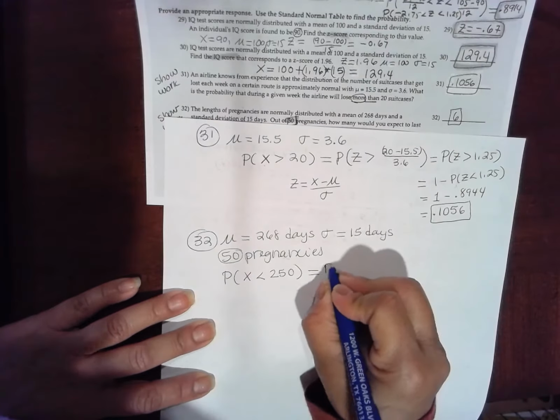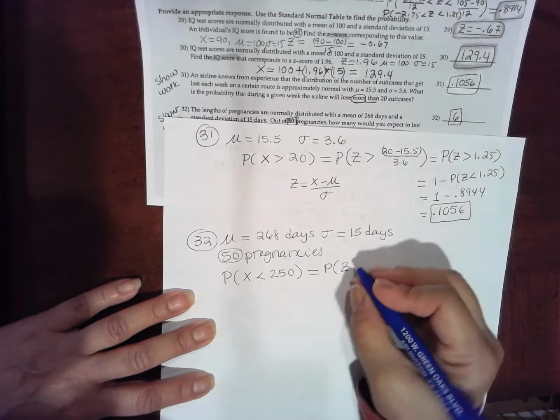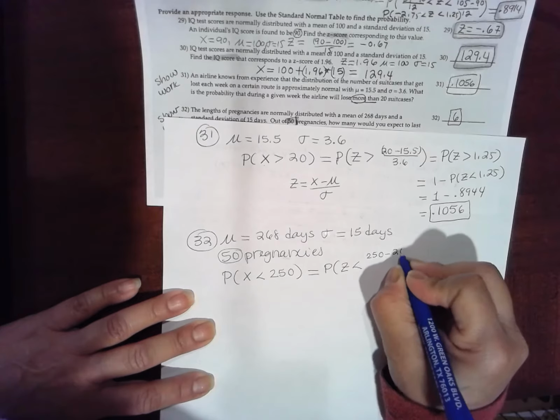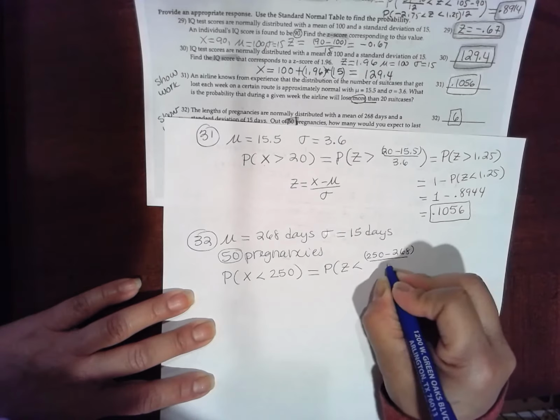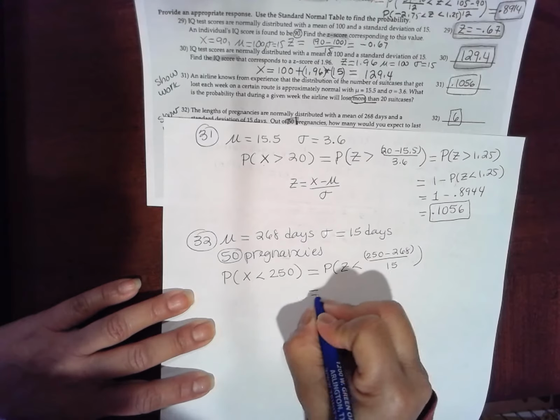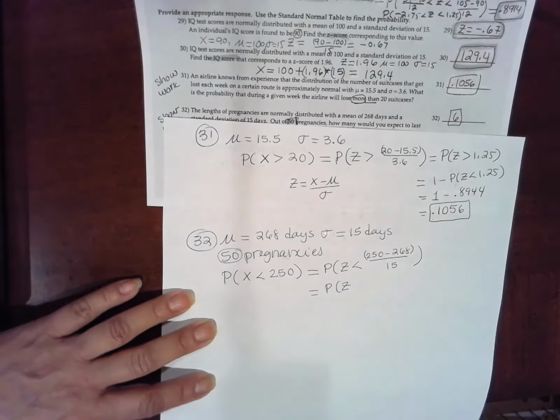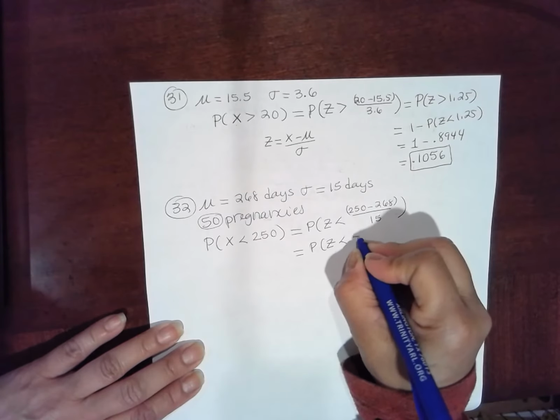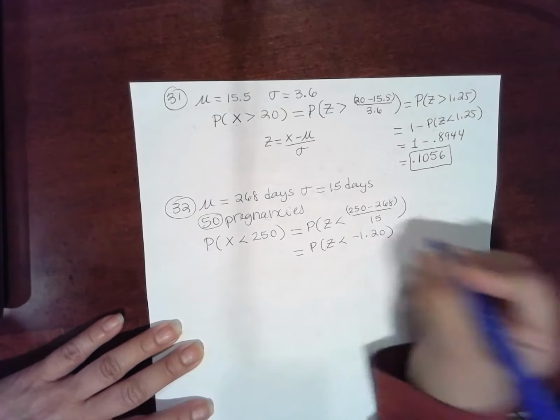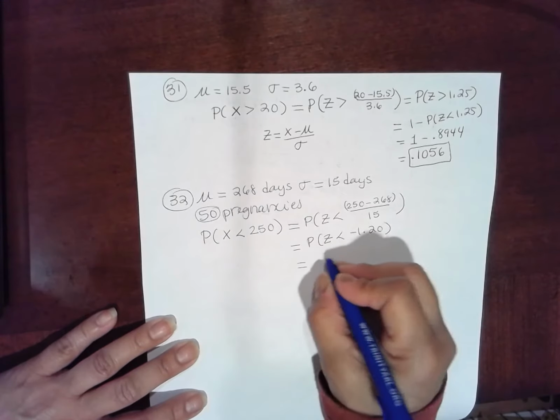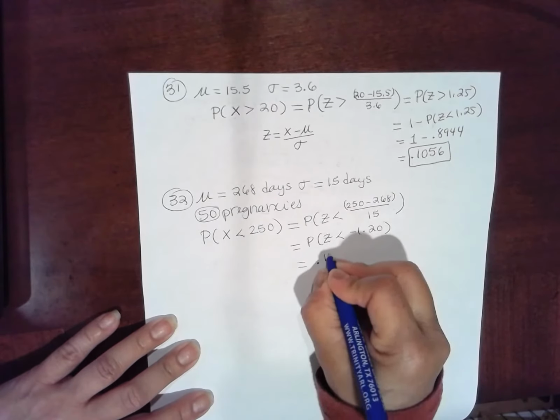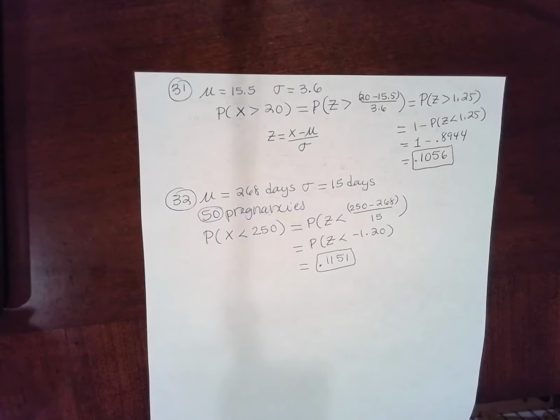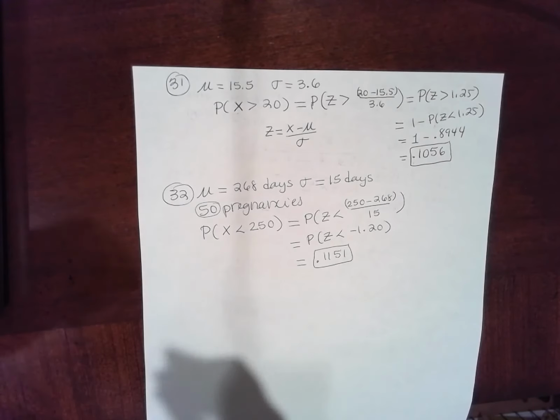Since I have to find a probability, I have to standardize that x, turn that x into a z. So this is 250 minus 268 for the population mean divided by the standard deviation. So this will turn into the z-score being less than negative 1.20. And since it is less, all I have to do is take the answer from the table. I don't have to subtract or anything, because remember that the table gives you the probabilities to the left. And that's it for this video.